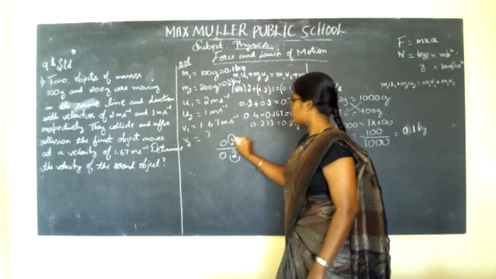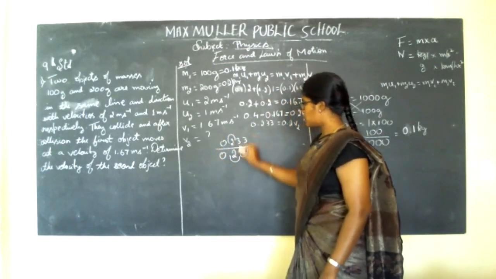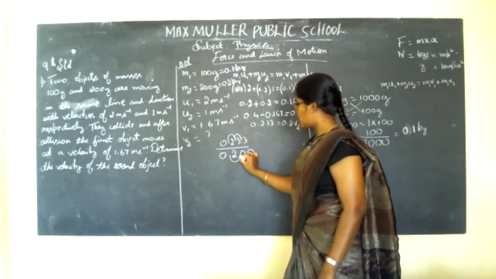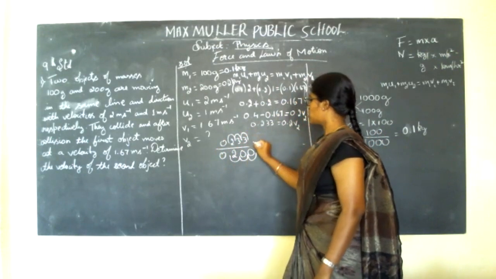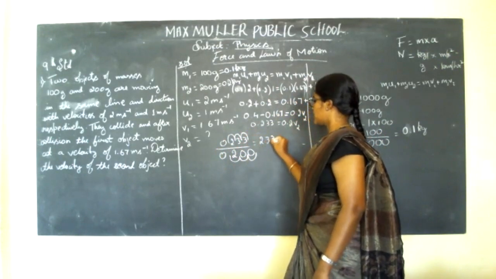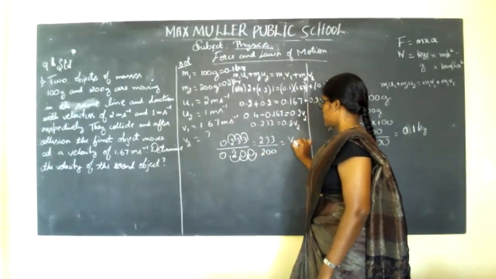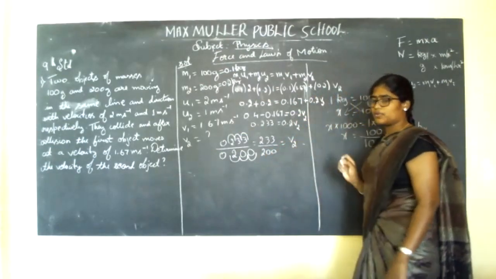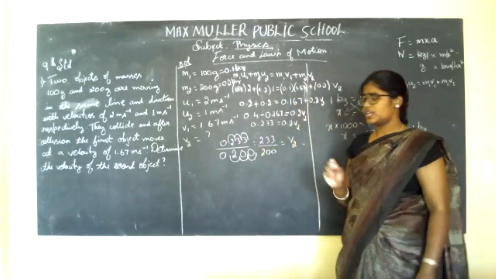So let me put another 1 decimal point here. Now here it is not there. Let me put zeros. So it will be 1 decimal point. Let me go with 1 decimal point. Another one, another one. So you'll be having 233 divided by 200 is equal to V2. Clear? Now divide it. 200, how much are 233?